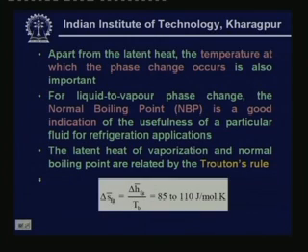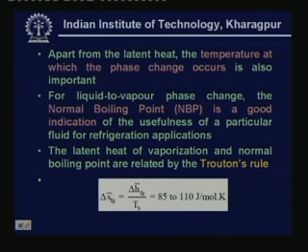For example, water has a normal boiling point of 100 degrees centigrade. That means at 1 atmosphere, its saturation temperature is 100 degrees centigrade, which is way beyond the surrounding temperatures. So if you want to use water as a refrigerant, then you have to reduce the pressure. That means if a refrigerant system uses water, then it will be operating at pressures very much below the atmospheric pressure. So this is how the normal boiling point will tell you about the operating pressures.